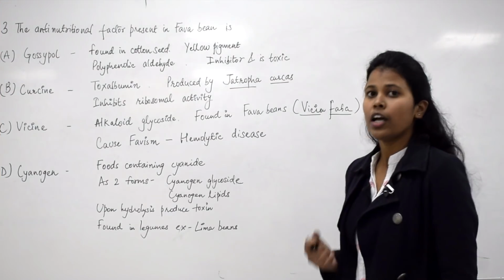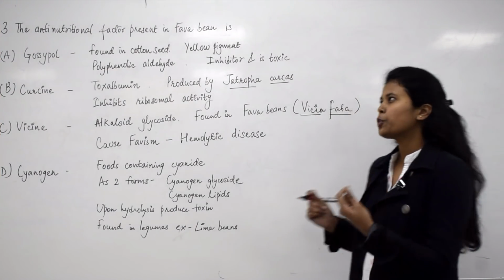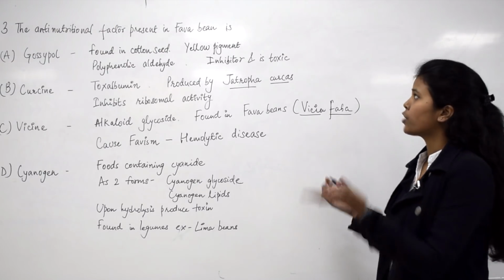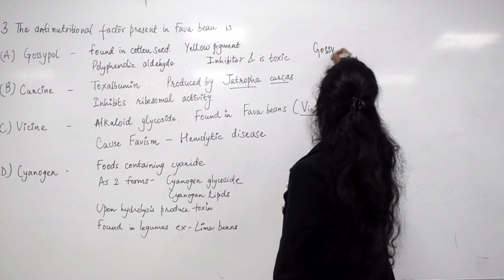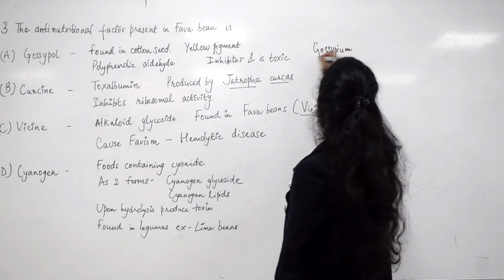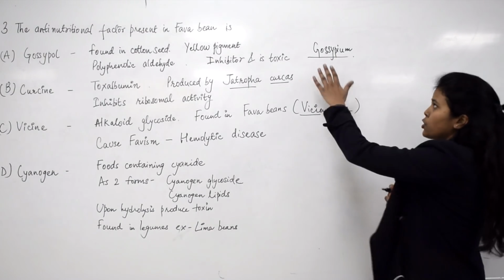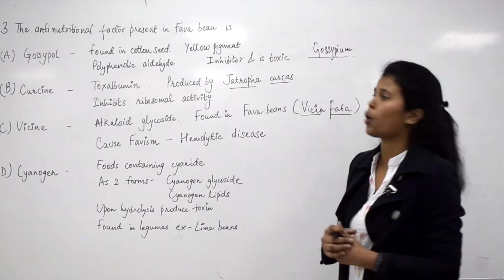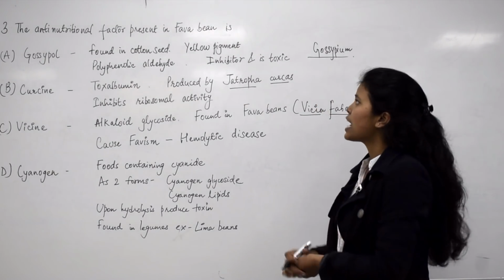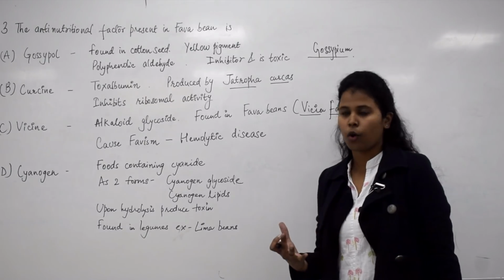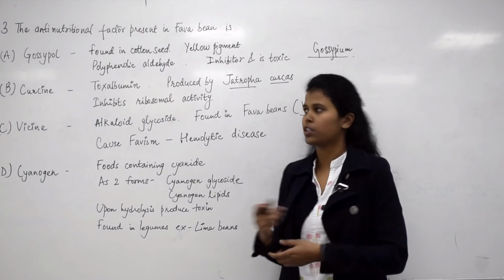First is gossypol. Gossypol is an anti-nutritional factor which is present in cottonseed. The trick to memorize this is that cotton seeds belong to the genus Gossypium, so the word gossypol has come from this word. So you can remember that Gossypium, that is cottonseed, has the anti-nutritional factor called gossypol. Gossypol is basically a polyphenolic aldehyde, a yellow pigment present in the cottonseed, and it is an inhibitor and toxic to the body if consumed.